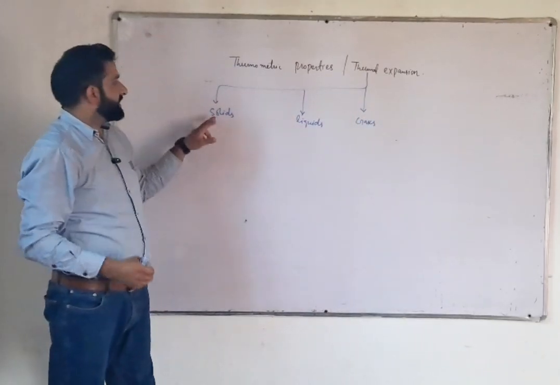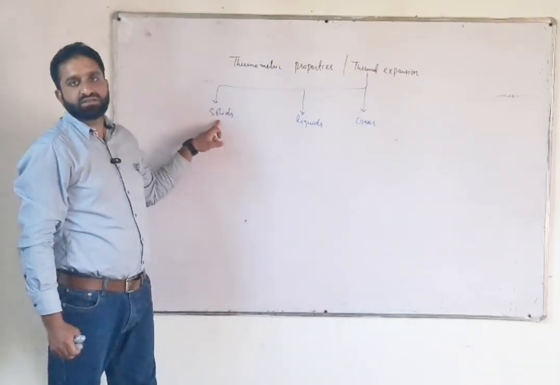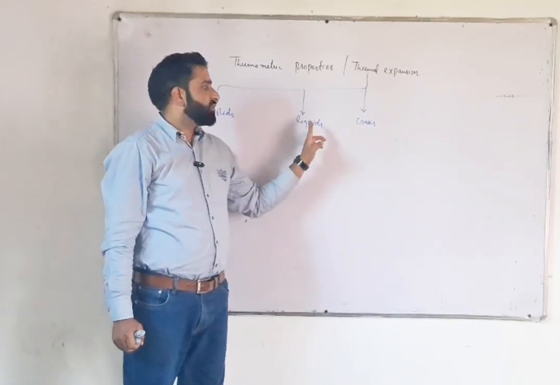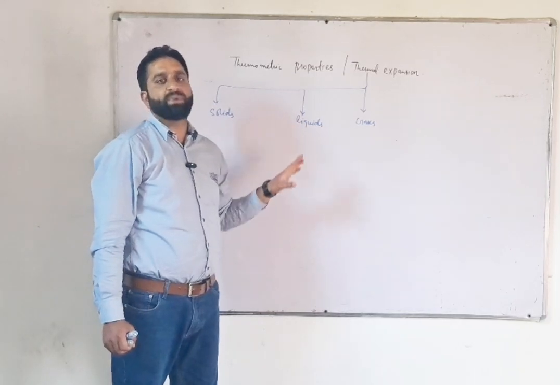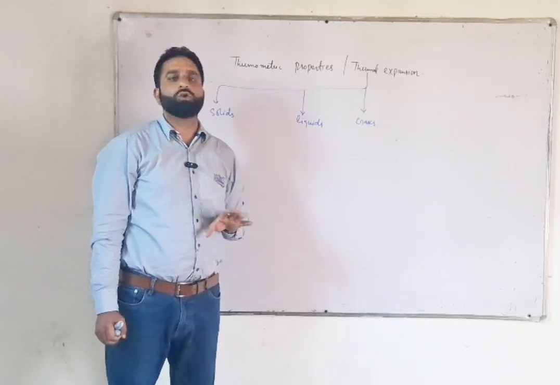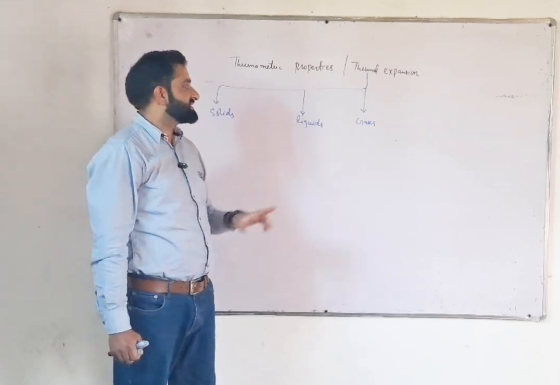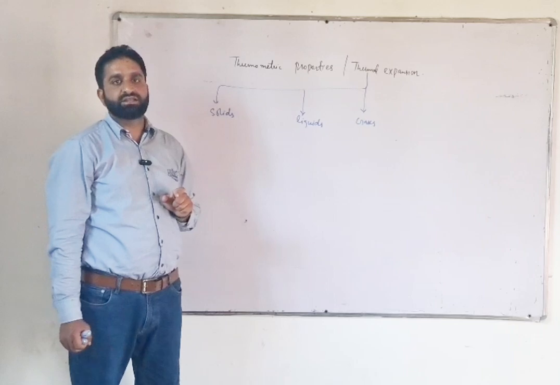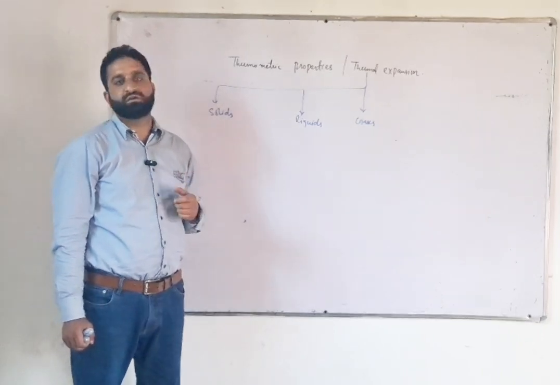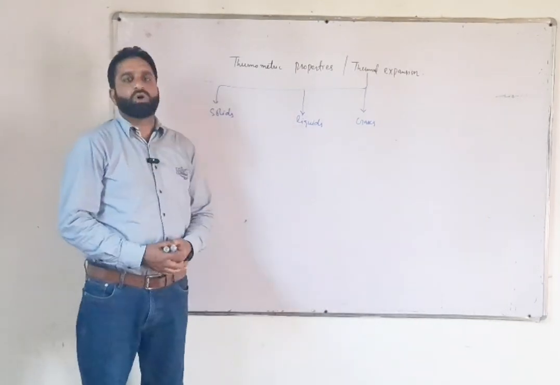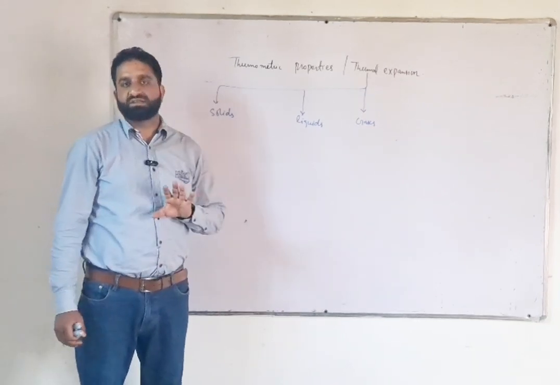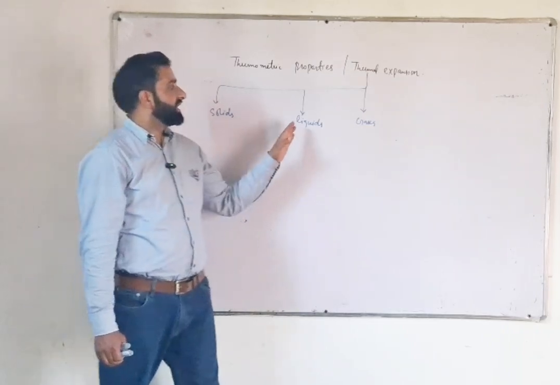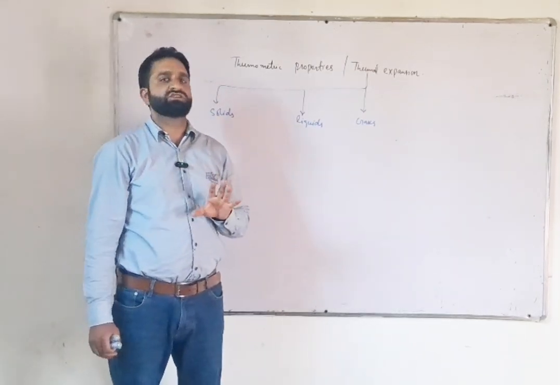Now, when we heat a solid, it expands lengthwise, area-wise, and volume-wise. But in liquids and gases, when heated, the increase in size is volume-wise, not area-wise or lengthwise. So we can say that in liquids and gases we have volumetric expansion. In solids we have linear expansion, that is lengthwise, superficial expansion, that is area-wise, and cubical expansion, that is volume-wise. In liquids and gases we have volume expansion only, that is cubical expansion only.